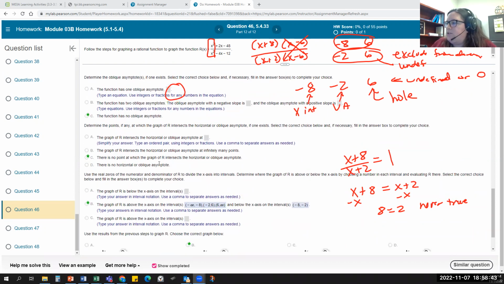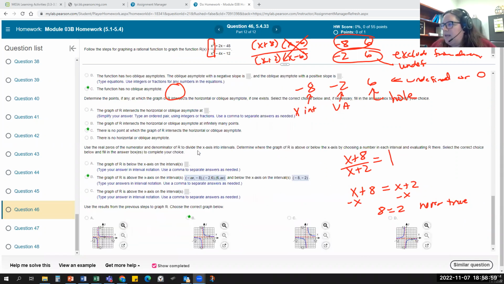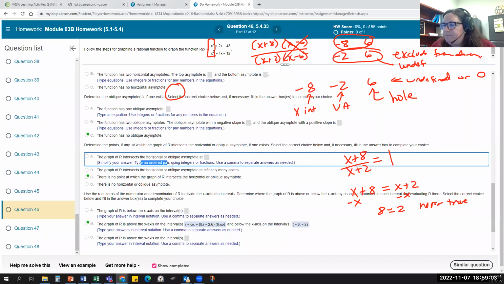If there was an intercept, then you would get the x value and then the y value. Like in this case, the y value would just be that one. Or you plug the x value into either the asymptote equation or the function equation, because this is asking for an ordered pair, if there is one.